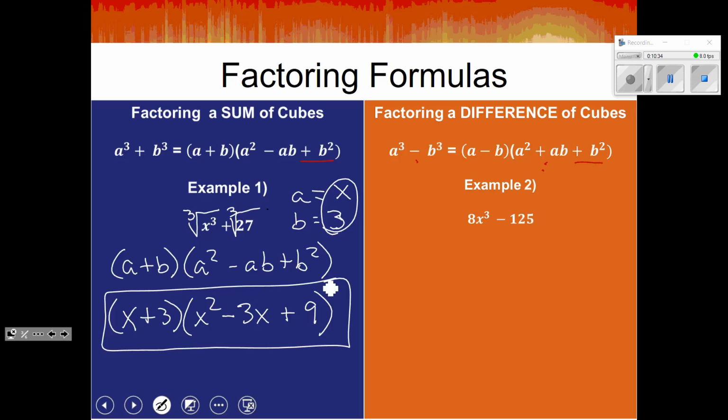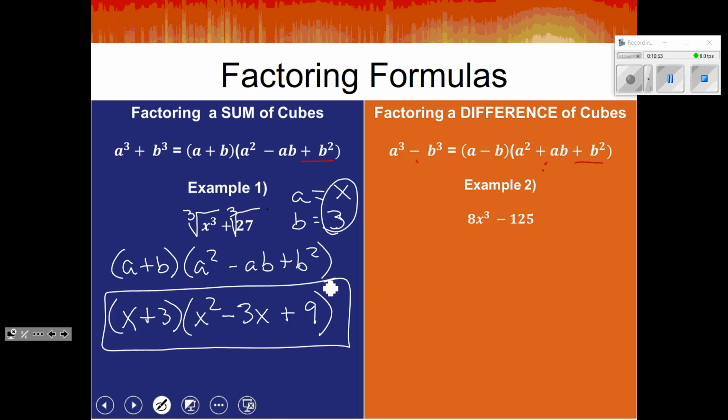So let's do it. X times x squared: x to the 3rd. X times negative 3x: negative 3x squared. X times 9: 9x. So far, so good.